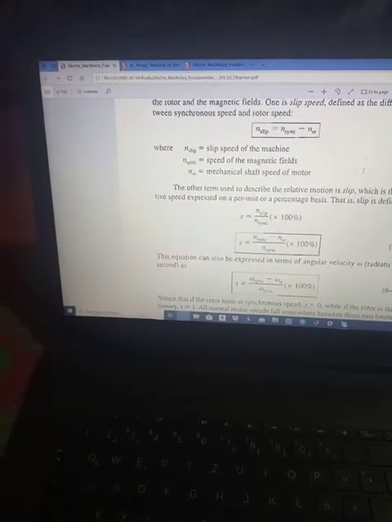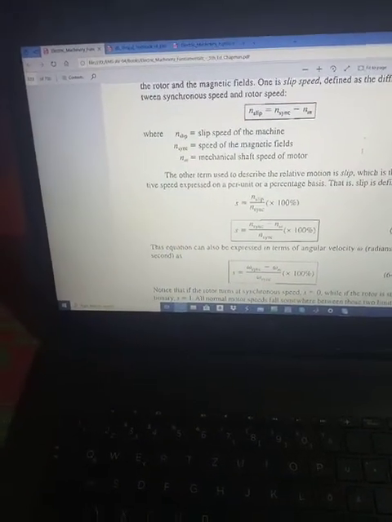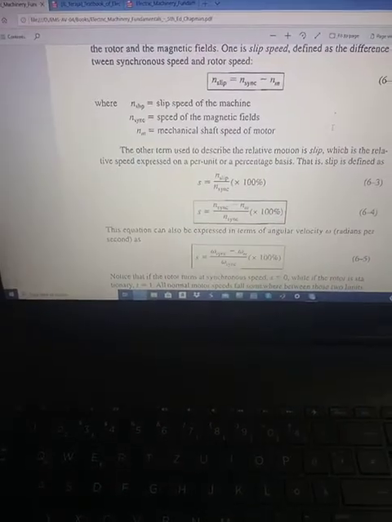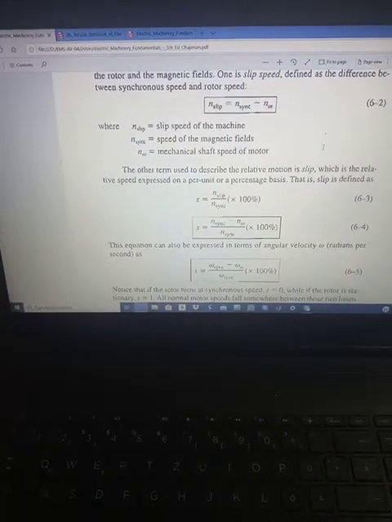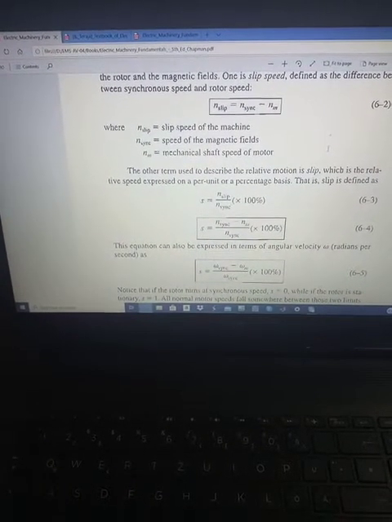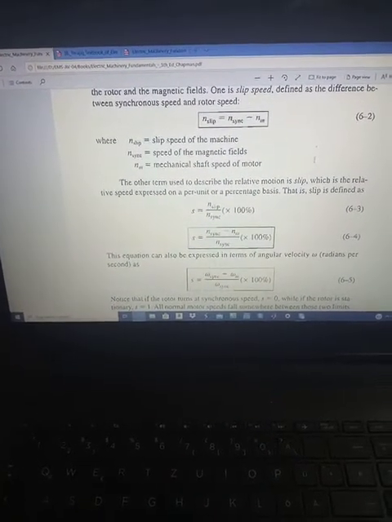No EMF means no current, no flow of current, and whenever there is no flow of current, there will be no torque. So practically it is impossible for the rotor to catch up with the rotating magnetic field. So the rotor will always rotate at a lesser speed than the rotating magnetic field, and this difference between the speeds depends upon the mechanical load on the motor.